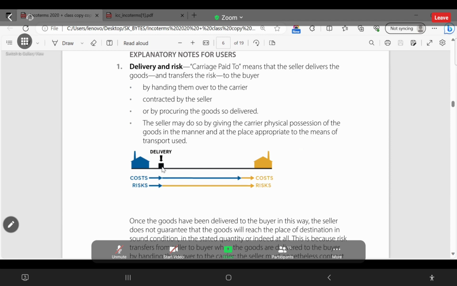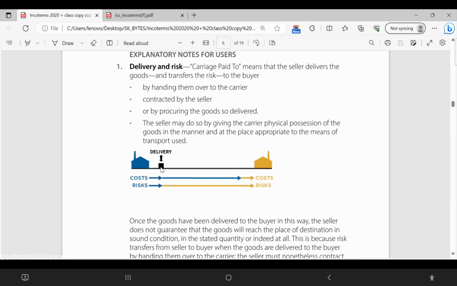So the point is the delivery happens here. There are two things: delivery and transfer of risk. It is a common misunderstanding that where the risk transfers, it need not be the same place. The delivery place and the transfer of risk place need not be the same place. Here delivery happens and risk transfers, though it could be some different place, which I'll explain in our next incoterms. So it is delivered here. Now he will be paying the freight until the place of destination, but the risk transfers at this point.